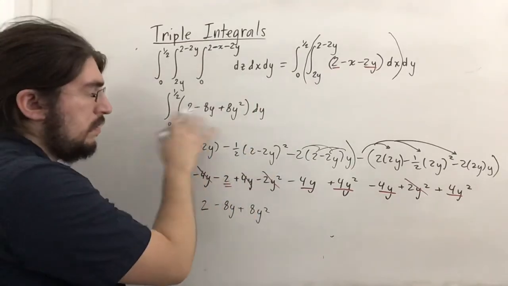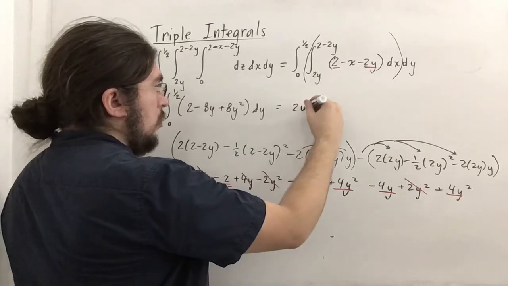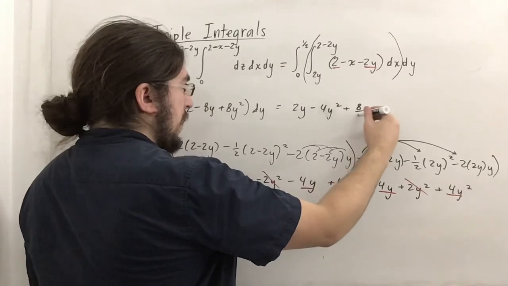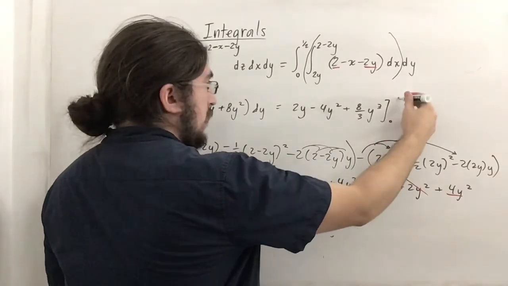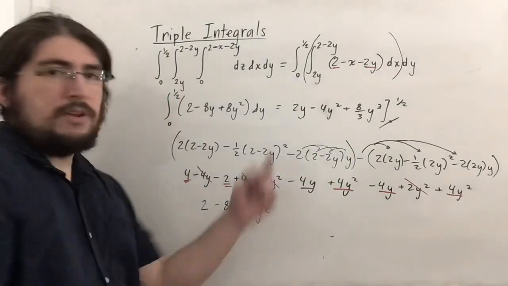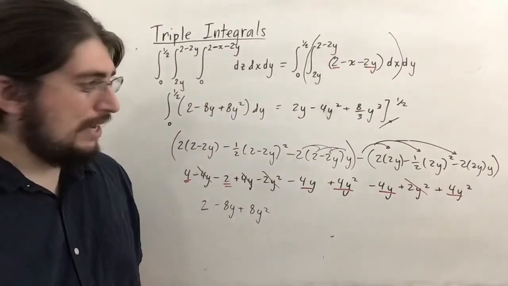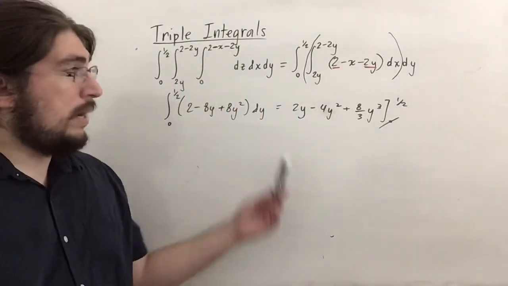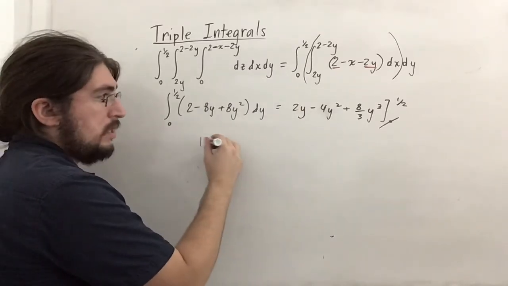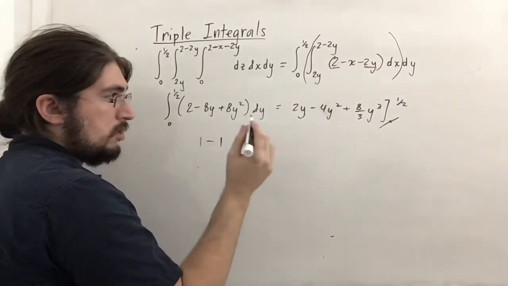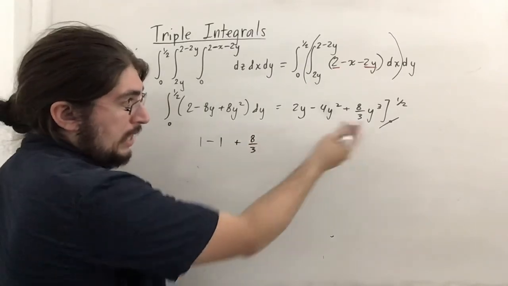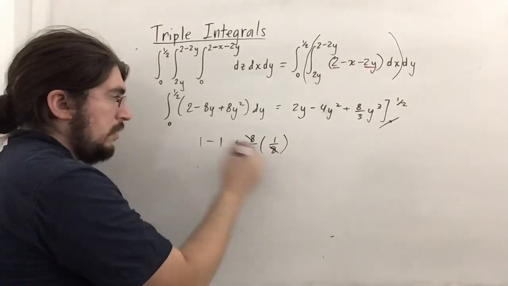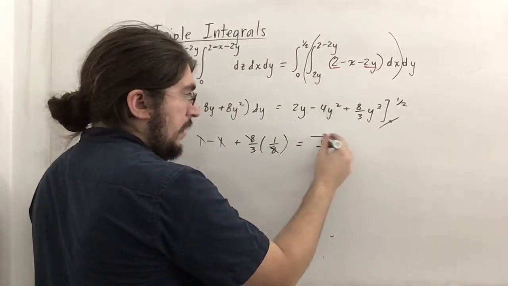Now the antiderivative with respect to y will just be 2y minus 8 over 2, which is 4, y squared, plus 8 over 3, y cubed. Evaluate between 0 and 1/2. When you plug in 0, they're all just powers of y, so you just get 0. So now let's erase all of this work and continue this evaluation. When you plug in 1/2 for y, you get 2 times 1/2, which is 1, minus 1/2 squared is 1/4, times 4 is also 1, plus 8 over 3 times 1/2 to the third. 1/2 to the third is 1 over 8. So these cancel, we're just left with 1/3 now.